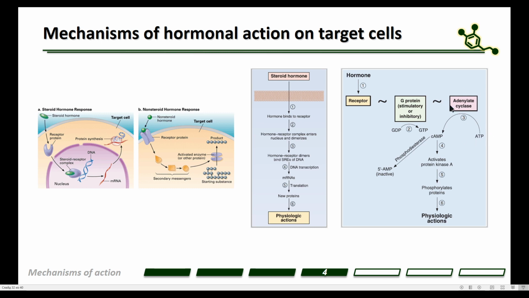In this case, you have the example of cAMP as a secondary messenger. So what we have is activation of adenylate cyclase, which converts ATP into cAMP. Then cAMP further activates protein kinase, which leads to phosphorylation of proteins and produces various physiological actions. Besides cAMP, you can have cGMP, IP3 (inositol triphosphate), and you can also have calcium ions. So these are the mechanisms of hormonal action on the target cell.